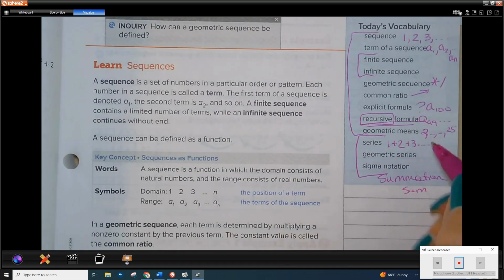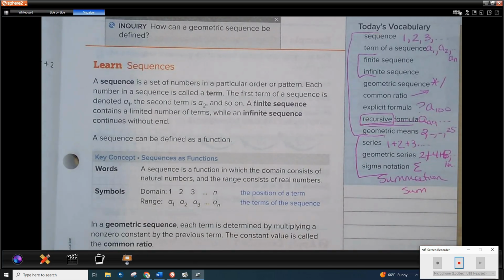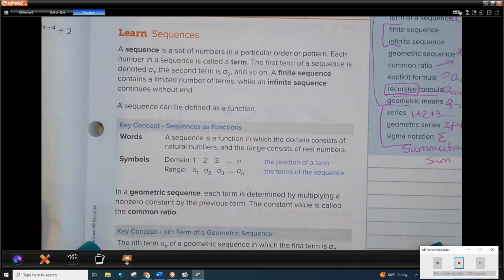Geometric series means that you multiply to get the next term, so like 2 times 2, but then you're going to add them as you're multiplying to get the next term. So 2, 4, 6, 8. No, that's not multiplying, that's adding. 2, 4, 8, 16. That's multiplying, but you're adding the total together. And sigma notation, sigma is a Greek letter, and that's the summation. And it's a shortcut to do this geometric series. Okay, that's a lot. So I talked about these.